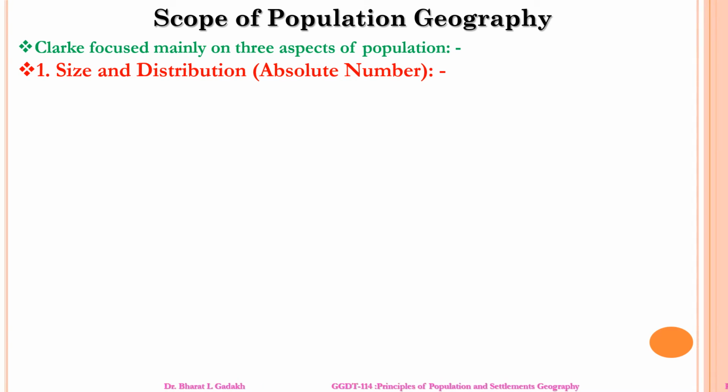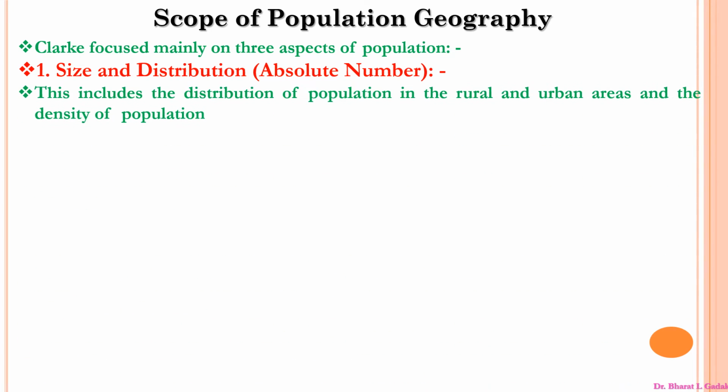Now the first one is the size and distribution, means the absolute number. Very important here: Clark focuses mainly on size and distribution, means absolute number. This includes the distribution of population in rural and urban areas, and the density of population. The distribution of population in rural area, in urban area, in any river area, any region. This is very important.